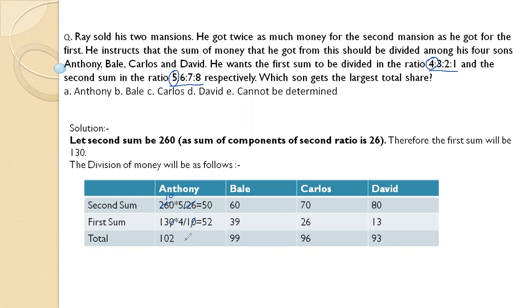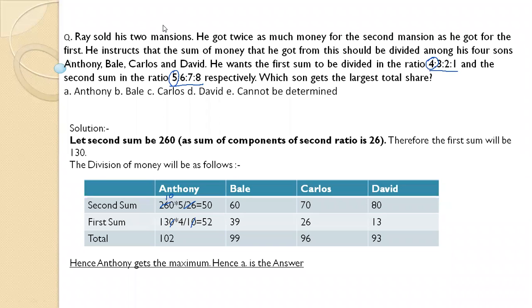So adding this is much simpler than adding variables. Anthony gets a total of 102, Bale 99, Carlos 96, David 93. Therefore, Anthony gets the maximum amount. Hence, the answer for this question is option A.